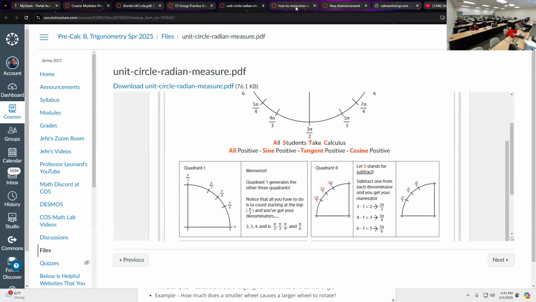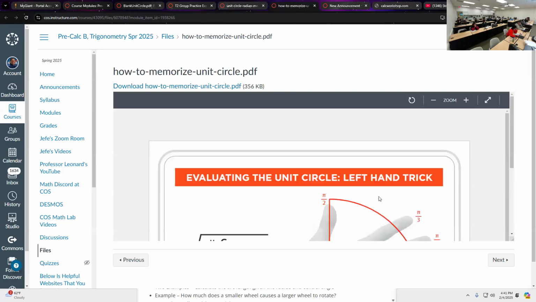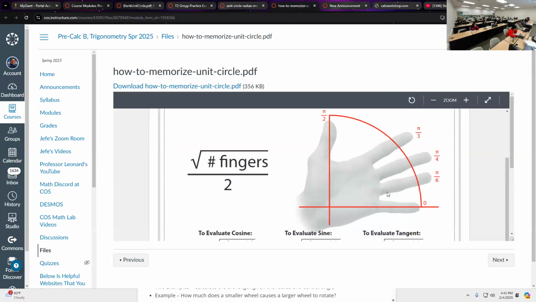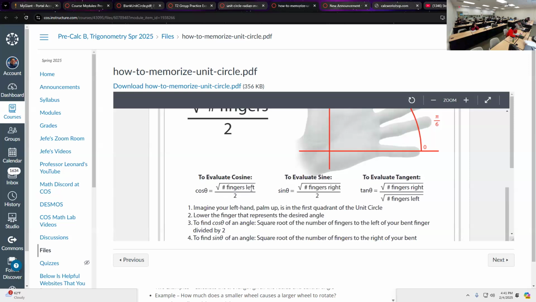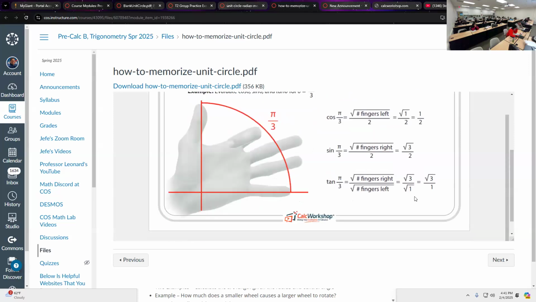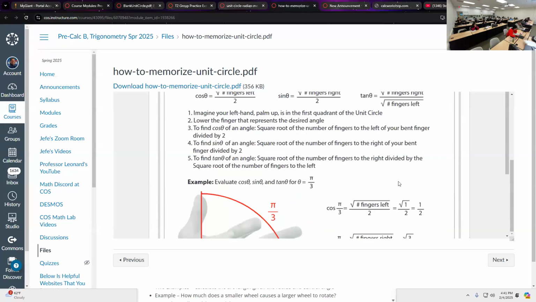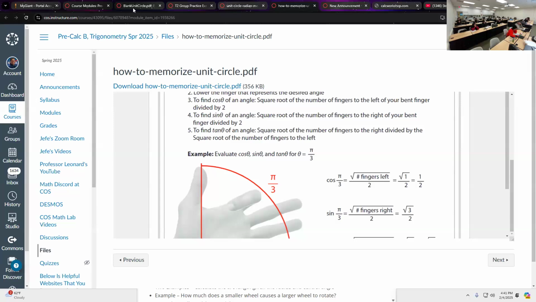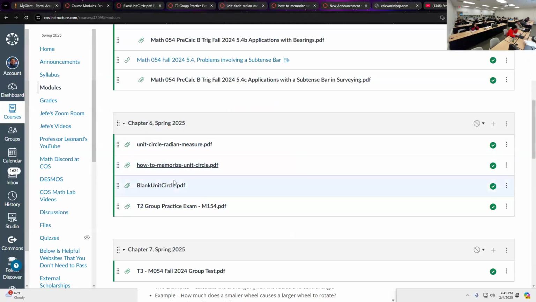And then the other one was I memorized the unit circle. She's got the left hand thing, and she describes doing the finger thing and shows a little picture of it. So if you don't remember it, these are handouts from it, and they are right there. You can always just look at it and go, how did we do that?